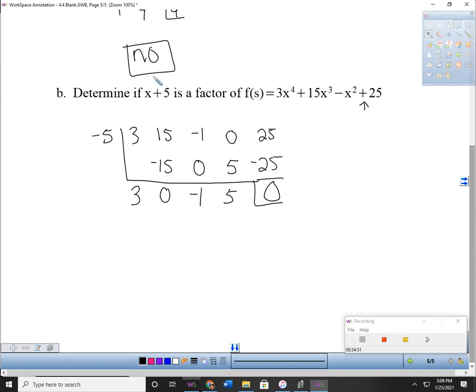So is x plus 5 a factor? Yes. And you might want to write out there in your notes because we have a remainder of 0.